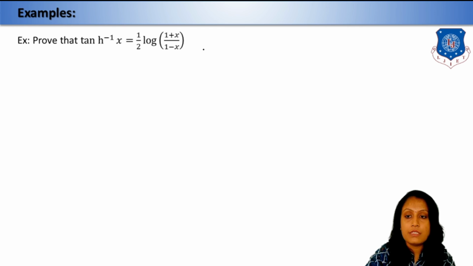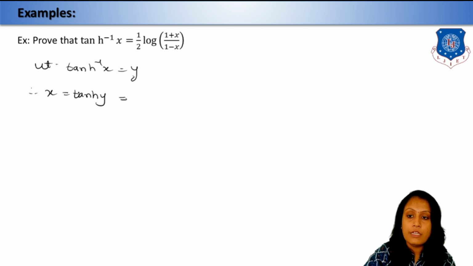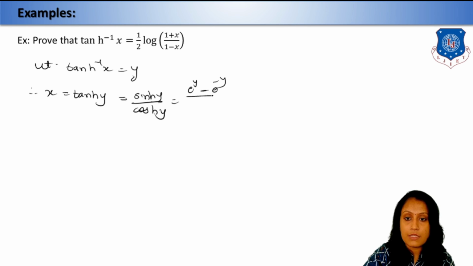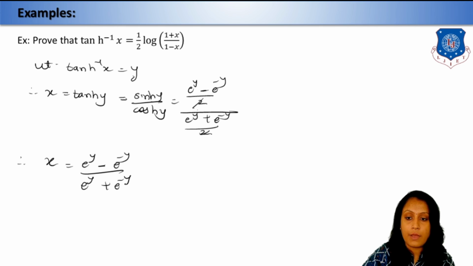Now the next result is tanh inverse x is equal to 1 by 2 log of 1 plus x upon 1 minus x. Again the method is the same. We have to suppose this tanh inverse x is equal to y, therefore x will be tanh y, right? And we'll use the formula, that is sinh y upon cosh y. So this is e raised to y minus e raised to minus y upon 2, and here e raised to y plus e raised to minus y upon 2. This 2 will get cancelled. Therefore x is e raised to y minus e raised to minus y upon e raised to y plus e raised to minus y.